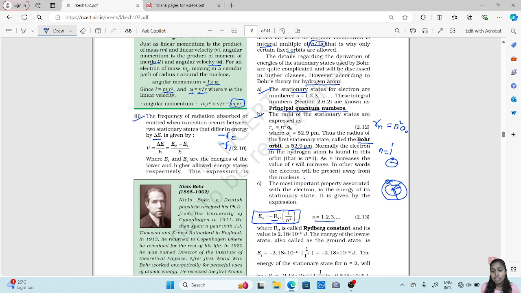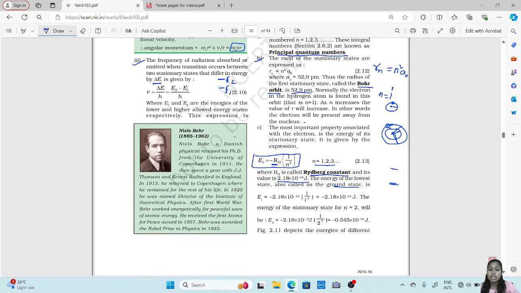Here RH is called the Rydberg constant, and the value is 2.18 x 10^-18 joules. So RH is the Rydberg constant, and the constant is also given here, that is 2.18 x 10^-18 joules. The energy of the lowest state is also called the ground state. I told you there is a lower energy level and a higher energy level. The lower energy level is known as the ground state, and the energy of this ground state is E1.